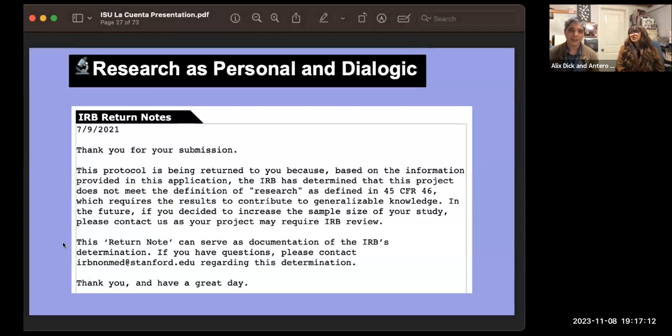It said, thank you for your submission. This protocol is being returned to you because, based on the information provided in this application, the IRB has determined that this project does not meet the definition of research as defined in blah, blah, blah, which requires the results to contribute to generalizable knowledge. In the future, if you decide to increase the sample size of your study, please contact us, as your project may require IRB. And so I've been sitting with this for a while: what does it mean for deeply personal work, where I think something gets reduced if we double the participants?